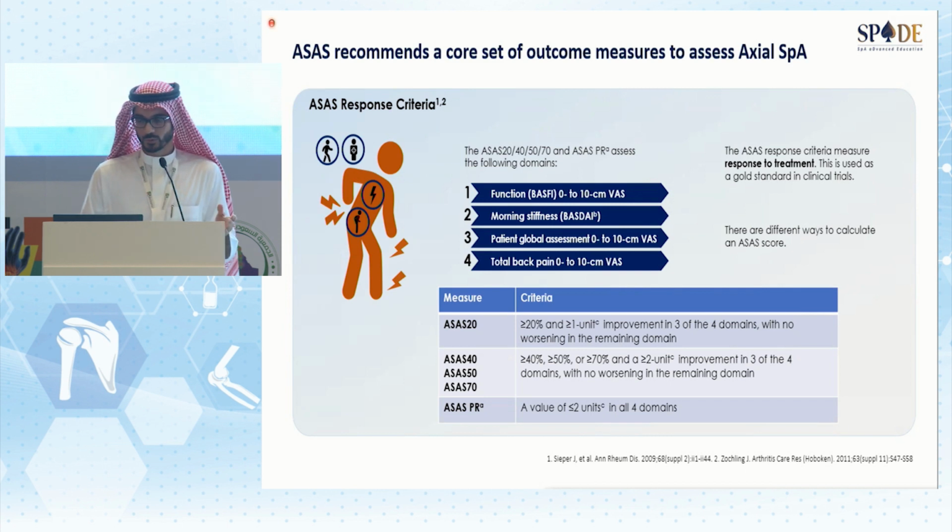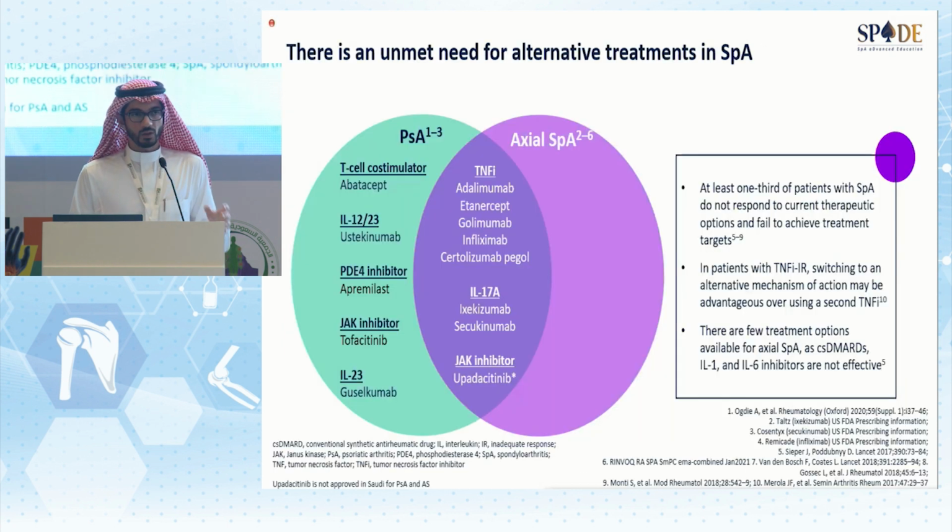And the ASAS response criteria measure response to the treatment, and the standard or average is considered ASAS 40. Most of the literature and studies consider this ASAS 40 as a primary outcome or endpoint in randomized controlled trials when assessing therapeutic effects. Now, what we have learned over the past decades from applying these disease outcome measures is that there is still an unmet need for treatment of the spondyloarthropathies.